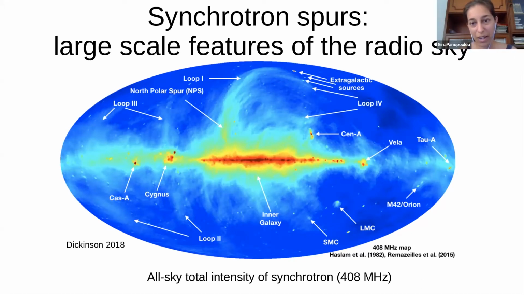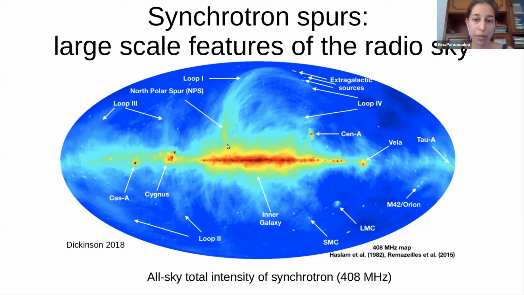This is an all-sky map of the radio emission at 400 megahertz. This diffuse emission is primarily of galactic origin. You can see the galactic plane in the center. And it's been well known for several decades now that there are features that emanate from the galactic plane and go out to very high latitudes. These features are known as radio loops or spurs, the most prominent of which is loop 1. Its brightest structure is the North Polar Spur down here.